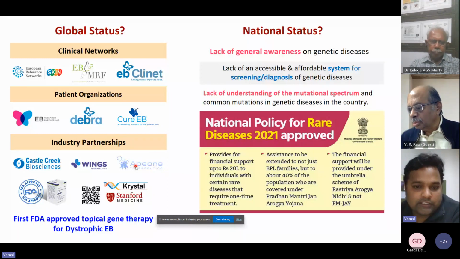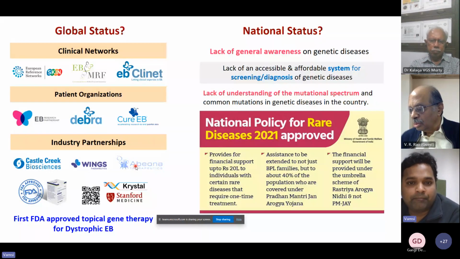We are still evolving. The major problem that we currently have is a lack of accessible and affordable systems for genetic screening or diagnosis of genetic diseases. And once you identify, while academic centers, some companies are now cropping up and multiple other avenues are becoming available, there is still a lack of understanding of the mutational spectrum. Recently, the government of India has released a national policy for rare diseases. Unfortunately, Genodermatoses do not figure in it.